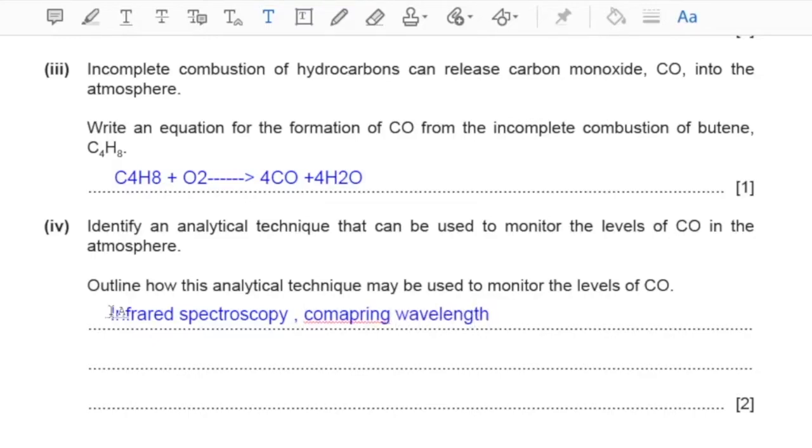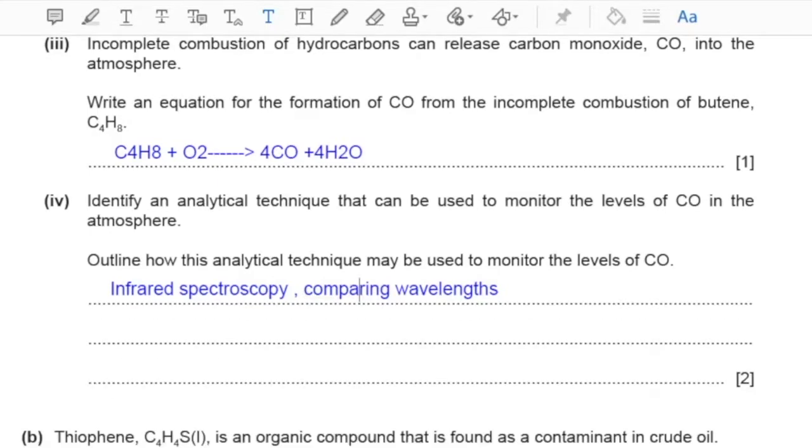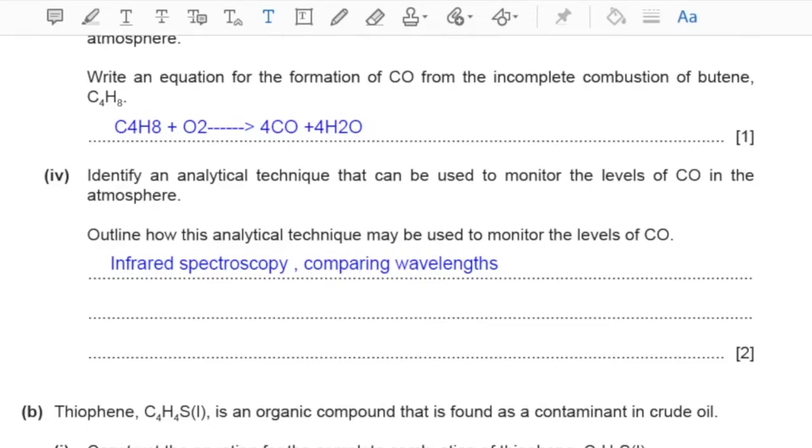Just like the property that is boiling point, which is being used in the fractional distillation to separate different substances from crude oil, over here in the same way we will be comparing wavelengths to monitor the levels of carbon monoxide in the atmosphere. The property which is being used over here is wavelength. The property which was being used in the fractional distillation was boiling points.